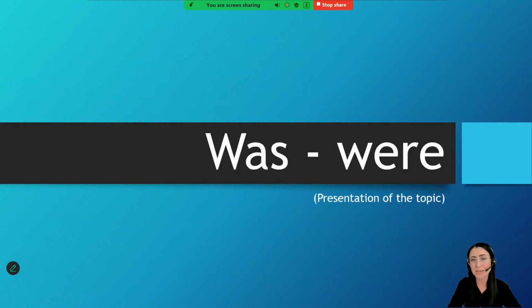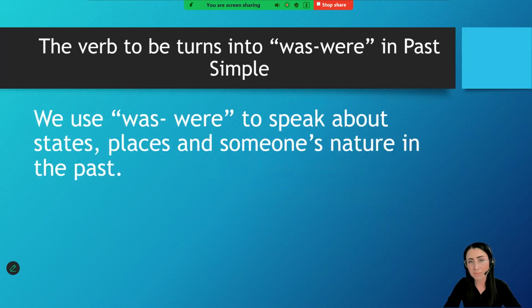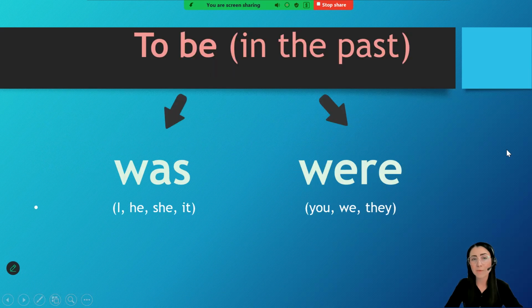And we come to our next topic, was and were. Was and were is the verb to be in past tense, in past simple. So we use it to speak about states, places, and someone's nature in the past. The functions of was and were are the same as functions of am, is, are, but in the past tense. Remember, please, for I, he, she, and it, we use was.